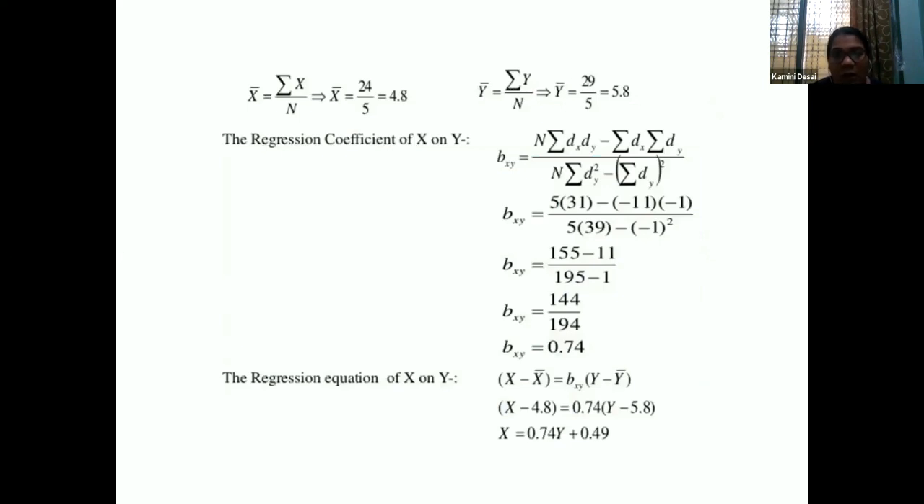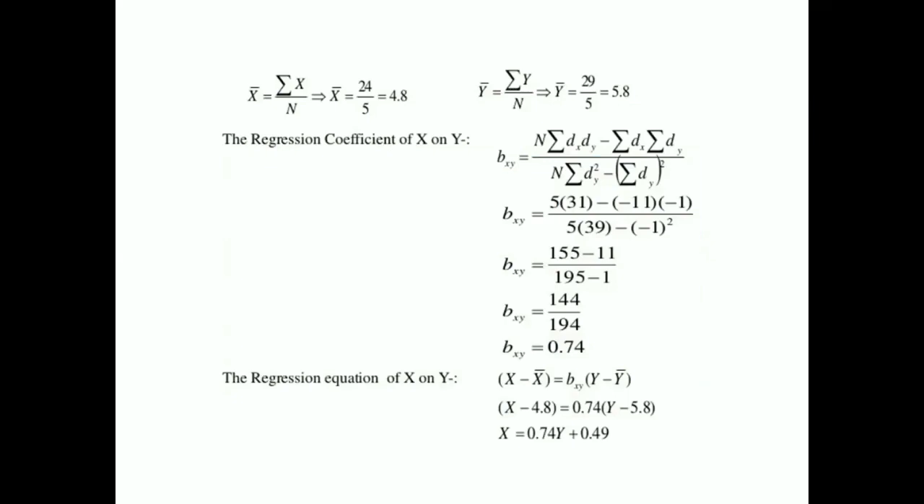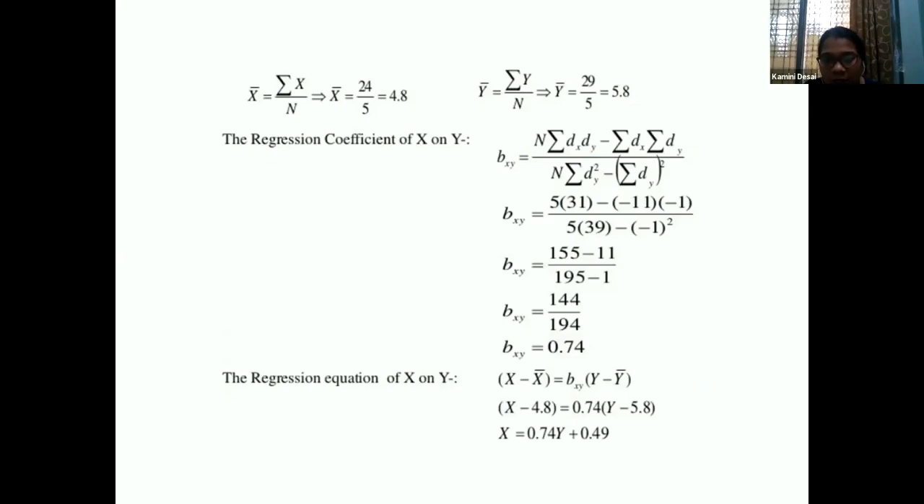So here we are getting x bar and y bar different. That is, for the earlier example, 4.8 and 5.8. The regression coefficient x on y is: put this formula and substitute all the values. Okay, so we get bxy equal to 0.74, and all these values again we have to substitute in the regression equation, x minus x bar equals bxy times y minus y bar.